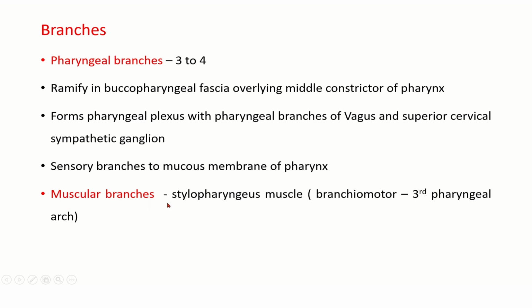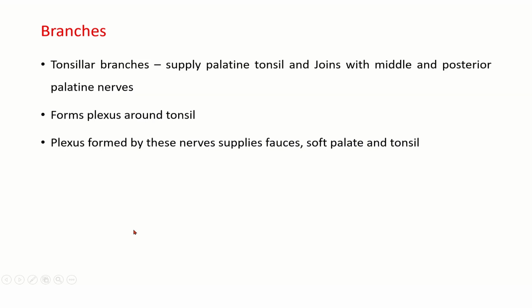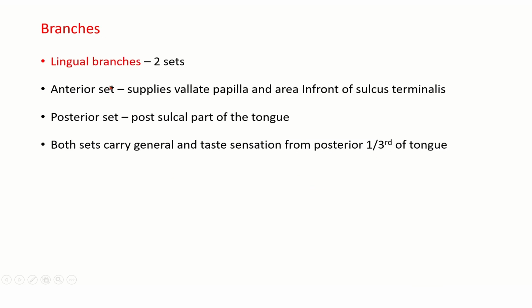Muscular branches go to the stylopharyngeus muscle, which is the branchiomotor derivative of the third pharyngeal arch. Then tonsillar branches supply the palatine tonsil and join with the middle and posterior palatine nerves. These are nothing but the lesser palatine nerves, and they form a plexus around the tonsil. So this plexus supplies the fauces, the passage between the oral cavity and oropharynx, the soft palate and tonsil. Lingual branches, two sets.